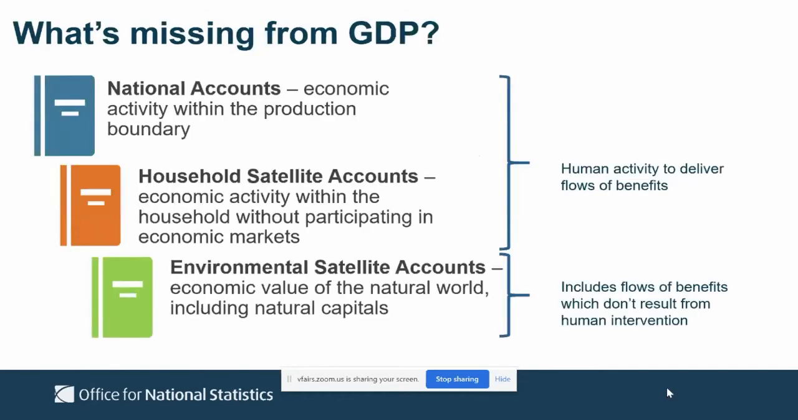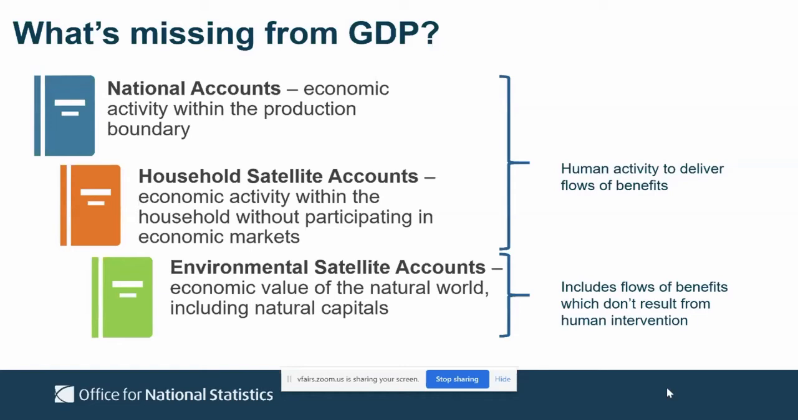So I talked about what's missing from GDP, and I'm really going to effectively take us through three areas. The national accounts obviously include GDP. They cover all that economic activity within what we call the production boundary, i.e. those markets that we define as economically meaningful, which are captured within the national accounts. However, alongside this, there are two areas of the world which I'm going to pick up on, which we want to bring into this picture, which we think are really vital to understanding welfare and these flows of incomes which consumers can receive.